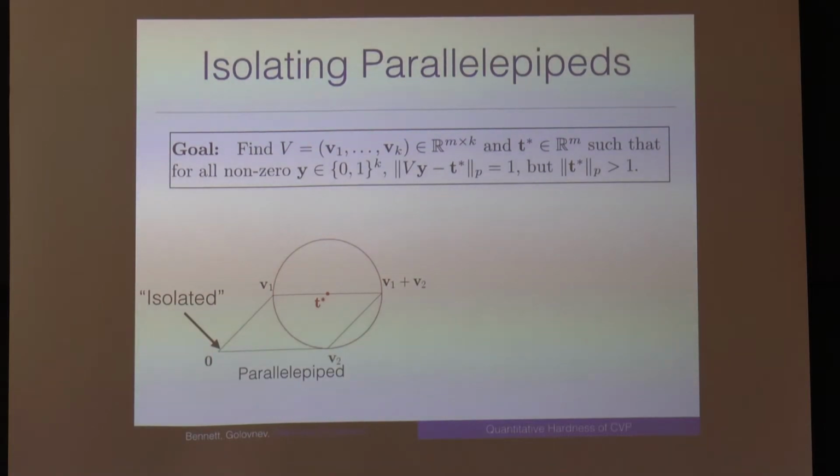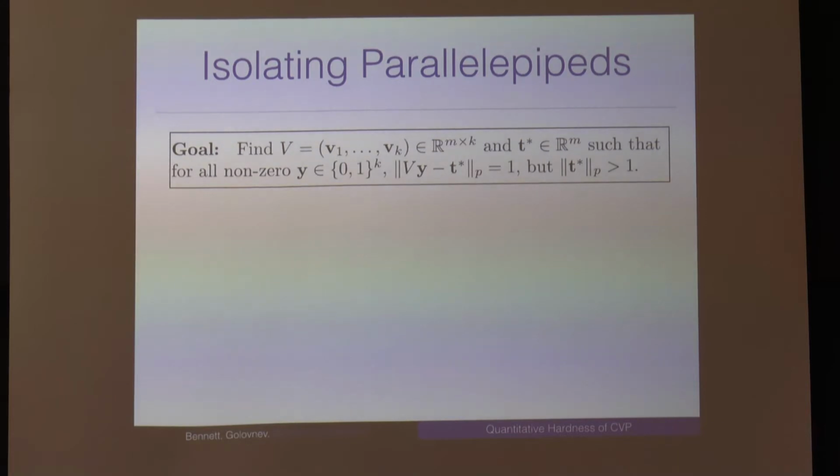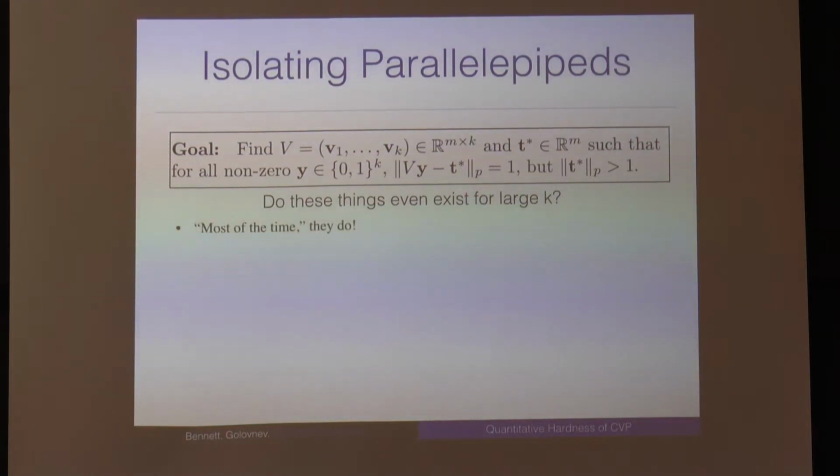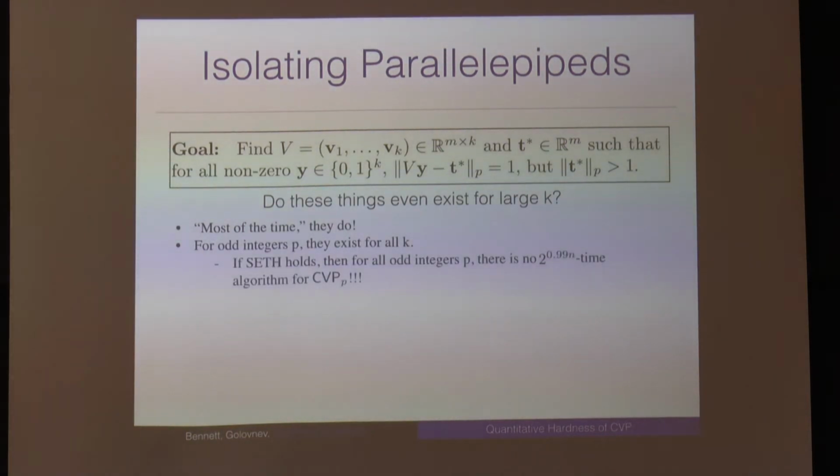So in 2 dimensions, or for k equals 2, these guys exist. Here's one in the L infinity norm. It's not hard to find them for any LP norm. And I think they're rather pretty interesting objects. We can ask, do these things even exist for large k? I'll just spoil things. I'll say most of the time they do. What do I mean by most of the time? Well, first of all, for odd integers, they exist for all k. And just plugging in what I gave you before shows that if SETH holds, then for all odd integers p, CVP is 2 to the 0.99n time hard. I sort of said very little, but I just got like a fairly big result, right?